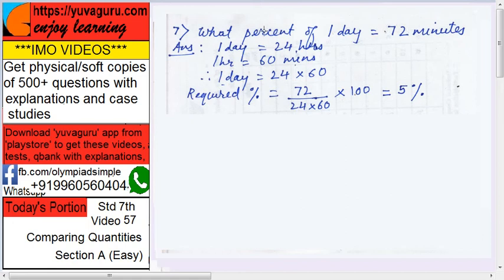So the percentage we require. Required percentage equals 72 upon this day, but instead of day, you will now write 24 into 60, into 100. Why into 100? Because you want percent. So divide this and you will get 0, 0 gone. 6 ones are 6, 12s are. And this, 12 ones are 12, twos are. So 1 upon 2 into 10. So it becomes 5.